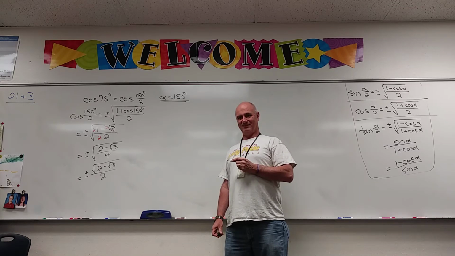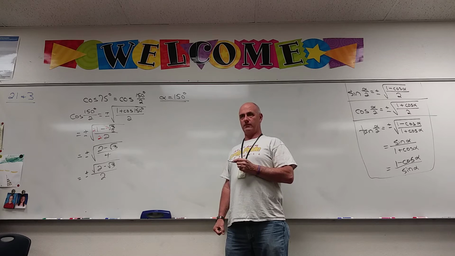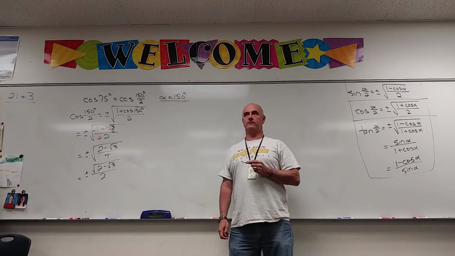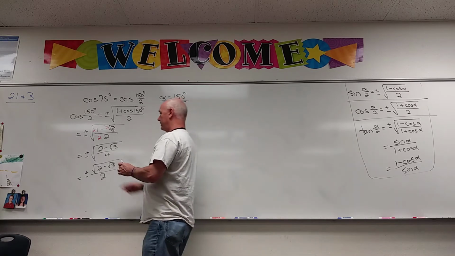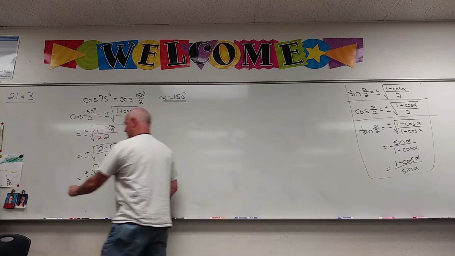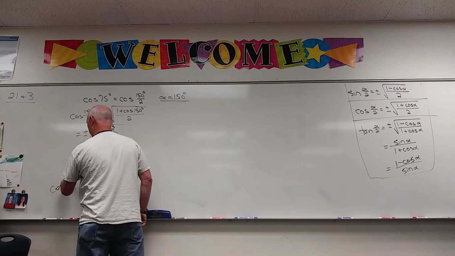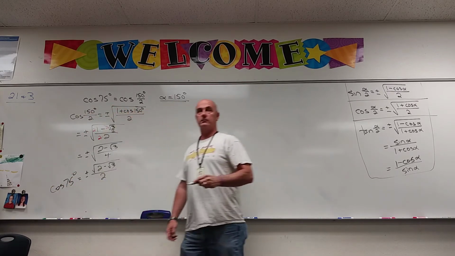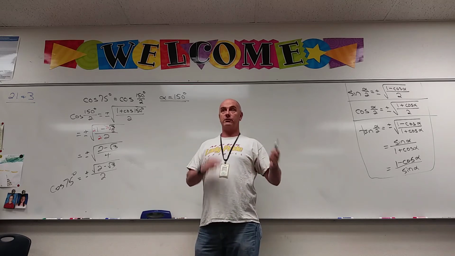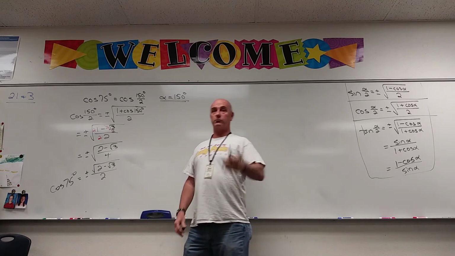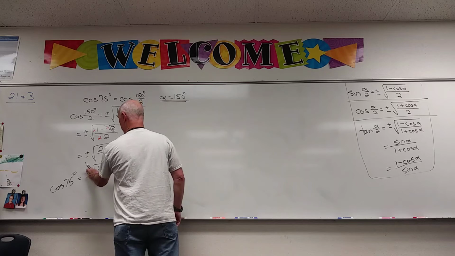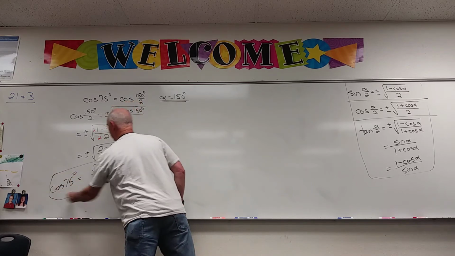Quadrant. What quadrant are we getting the cosine of? We're looking for the answer to cosine of 75 degrees, correct? Cosine of 75 degrees, quadrant 1, which therefore is positive, and that should be our answer.